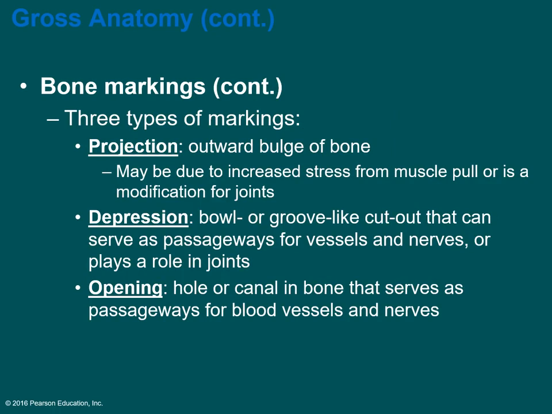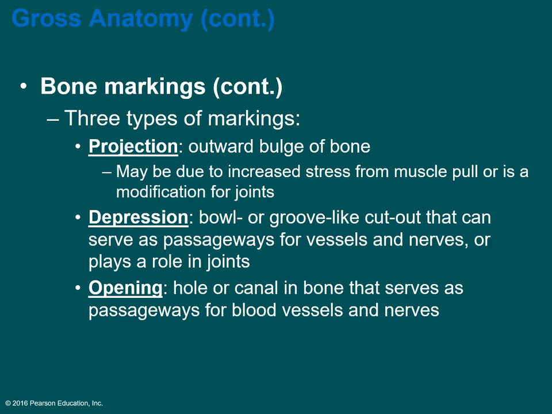So 3 types of markings: projections, which is an outward bulge of the bone. It's often a modification for joints or where you have a muscle attached and there's increased stress from that muscle pull. Depressions are kind of like a bowl or a cutout that can serve as passageways, like I said, for the nerves, the blood vessels, or also playing a role in the joint, in the way adjacent bones have to fit together. Openings, as the name implies, is a hole that serves as a passageway for the blood vessels and the nerves.